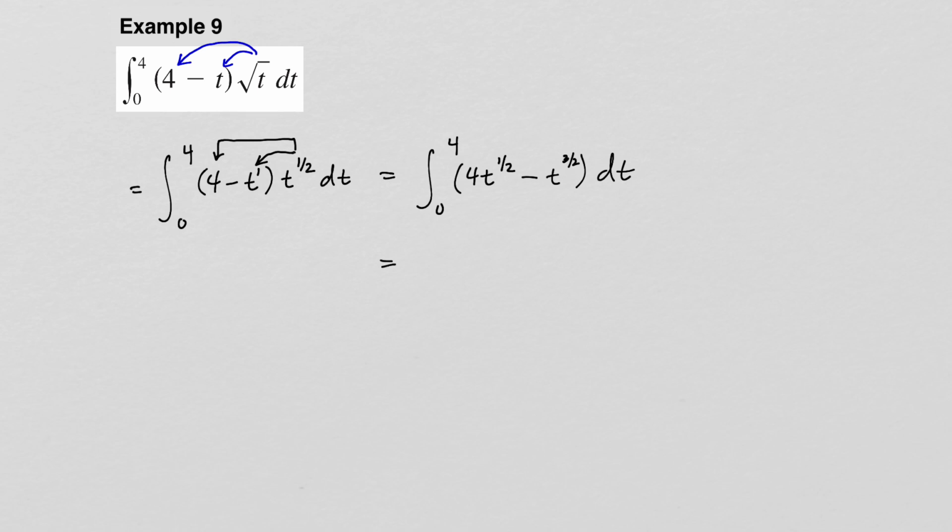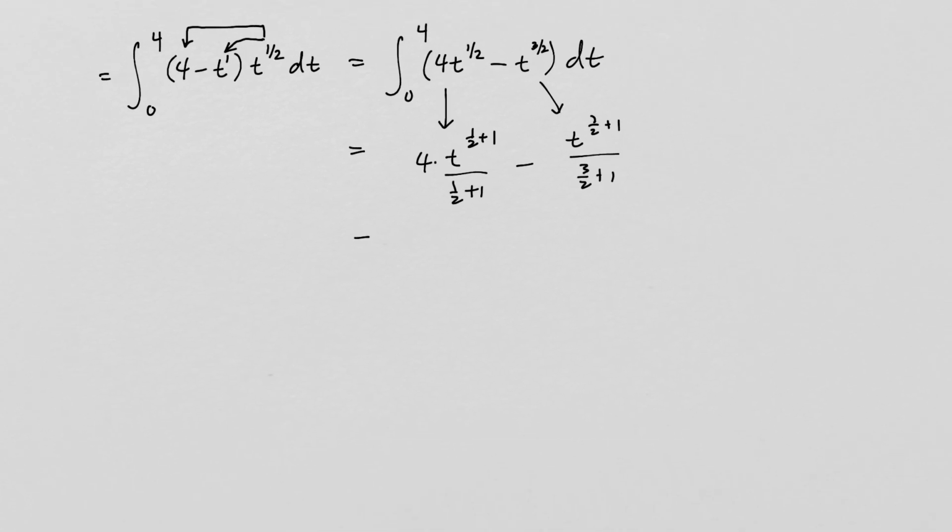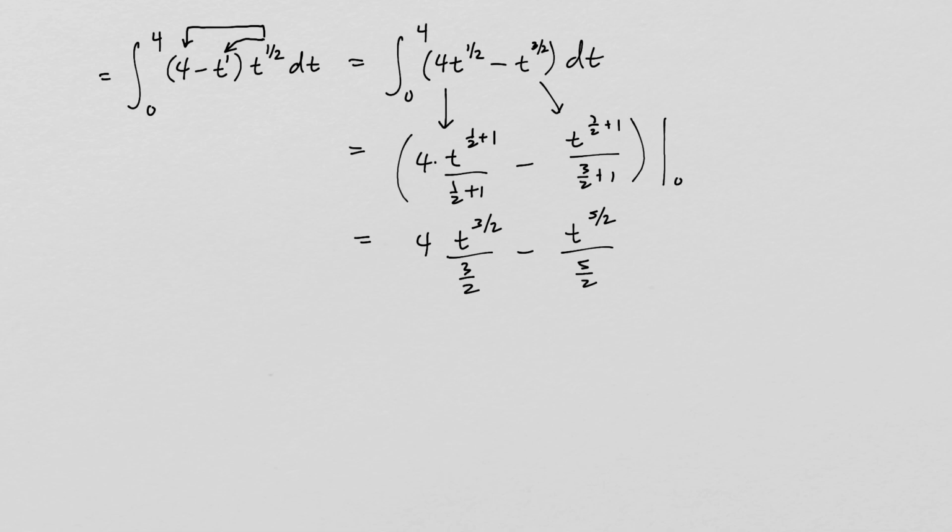Now we are ready to take the antiderivative. So here we are going to do 4 times t to the 1/2 plus 1 divided by 1/2 plus 1. Again, just using the power rule. Minus, here we get t to the 3/2 plus 1 divided by 3/2 plus 1. And this is 4t to the 3/2 divided by 3/2 minus t to the 5/2 divided by 5/2. And again, once we're done with this, we will evaluate from 0 to 4, of course.